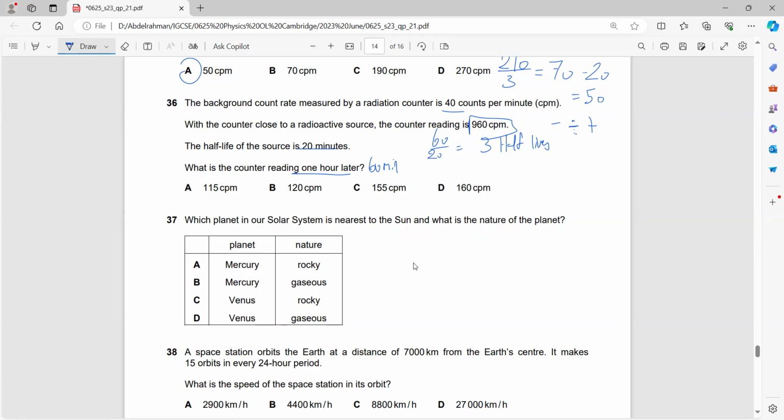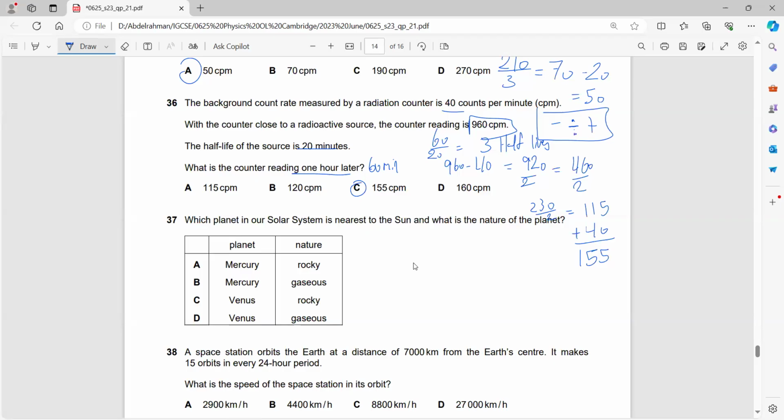So 960 minus 40 is what? Is 920. You can divide the 920 by 2 3 times. 920 divided by 2 is 460. Divided by 2 again is 230. Divided by 2 again is 115. Then you have to add the 40 again, which would give you a total of 155. Minus, divide, plus. Okay, whenever you have background radiation, minus, divide, plus.